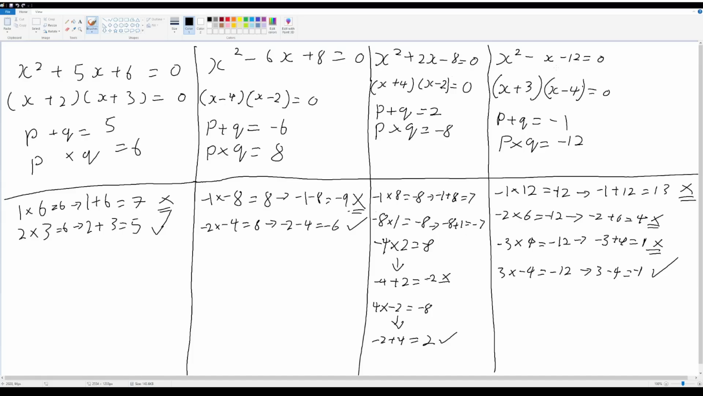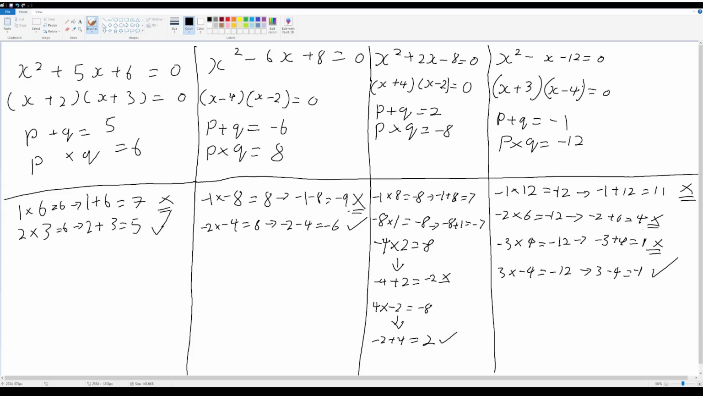So here in the fourth column, both b and c are negative. Here you have to pay attention that the negative number is the bigger one. Negative 1 times 12 equals negative 12. Negative 1 plus 12 equals 11. Doesn't work. Negative 2 times 6 equals negative 12.